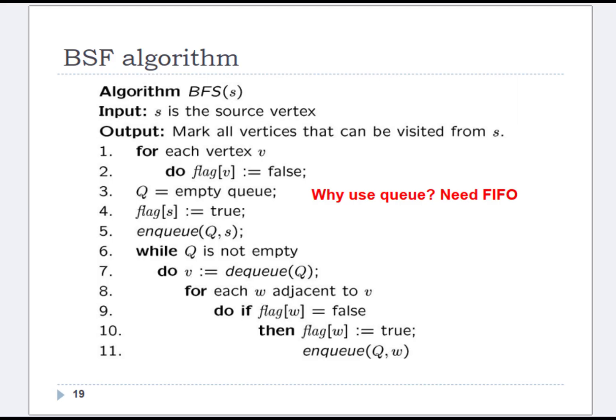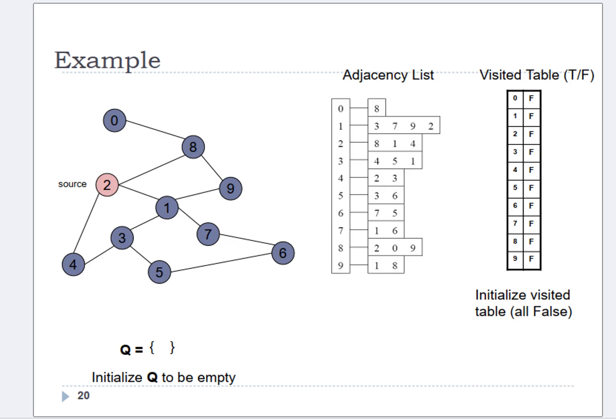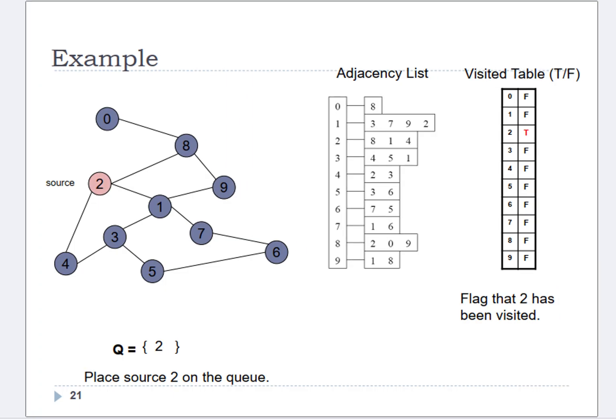18. BFS algorithm. Why use a queue? We need FIFO. 19. Example: adjacency list and visited table, T/F. We initialize the visited table to all false, and the queue Q to be empty. 20. Example: we flag that 2 has been visited. Q equals 2, placing the source 2 on the queue.